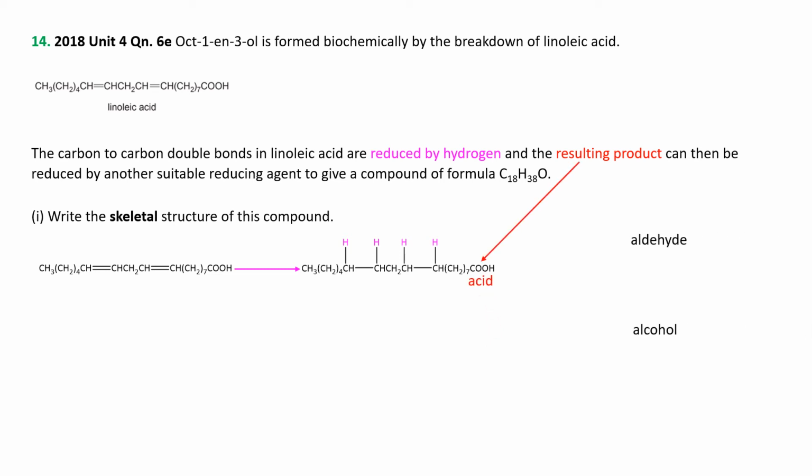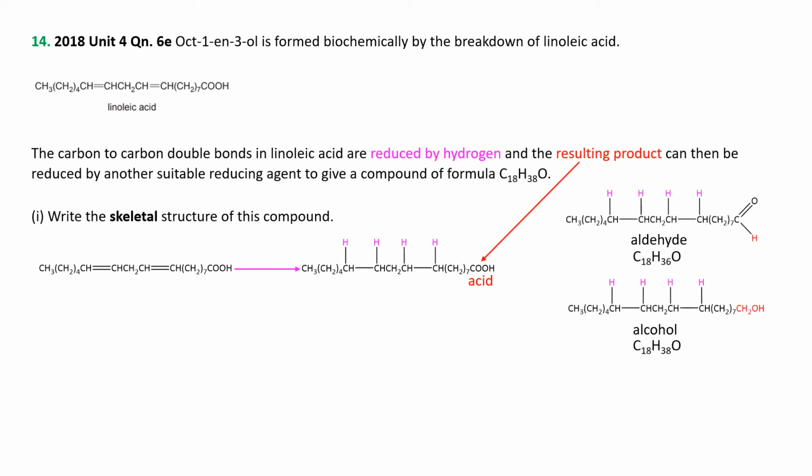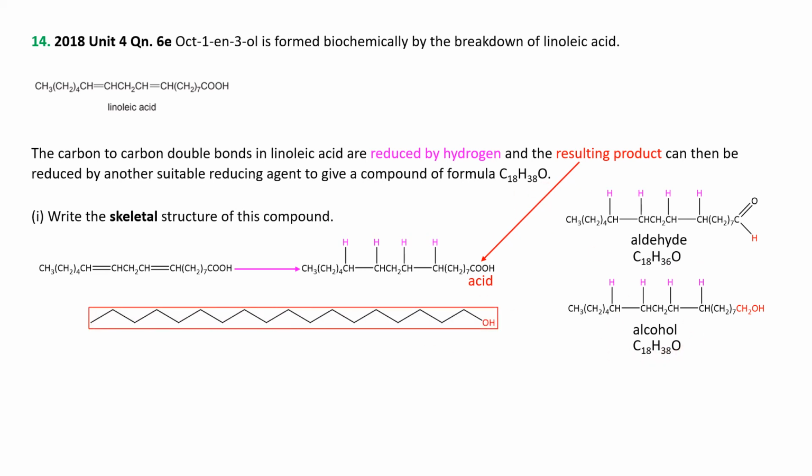And so when we reduce an acid group, we can either make the aldehyde or we can make the alcohol. So there's the acid going to the aldehyde, there's the acid going to the alcohol. Now the aldehyde has a formula, if you count it all up, C18H36O, and the alcohol is C18H38O, thus it is the alcohol that we have made. And there is the skeletal structure thereof, making sure we got 1, 2, 3, 4, 5, 6, 7, 8, 9, 10, 11, 12, 13, 14, 15, 16, 17, 18 carbons. I'm glad that worked out, actually.